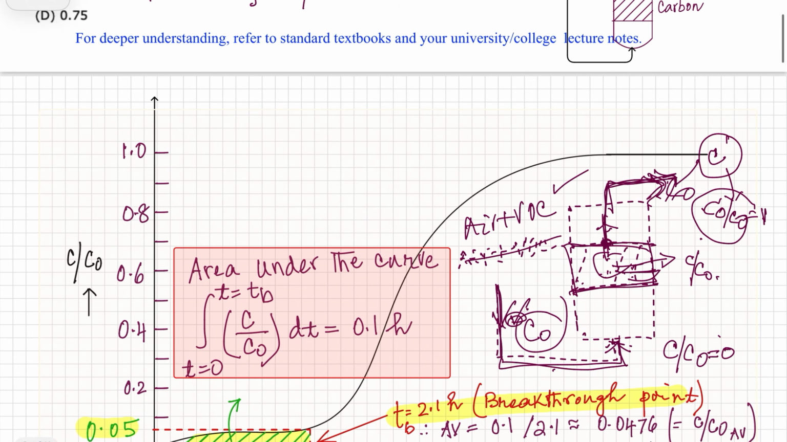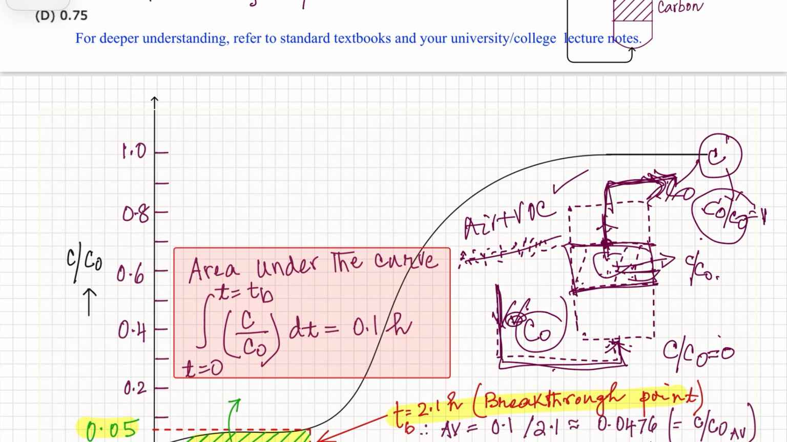As we say, even after breakthrough, there's a considerable amount of adsorption capacity of the activated carbon bed left. So it wants to know, at breakthrough time, what is the total unused amount of activated carbon, or the adsorption capacity remaining. That's what it wants to know.